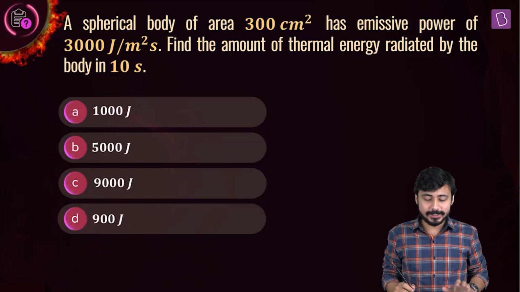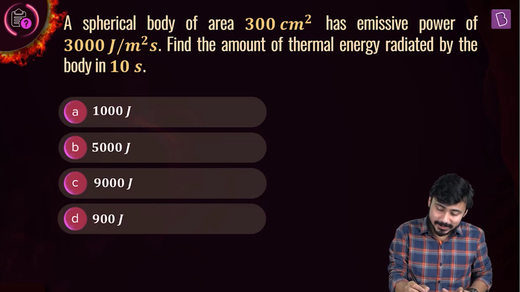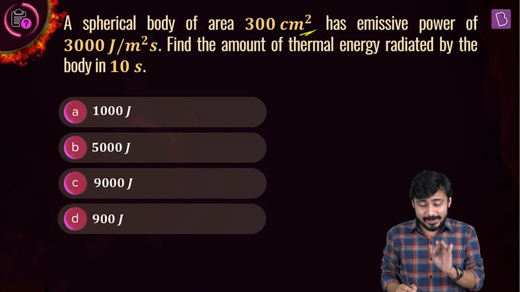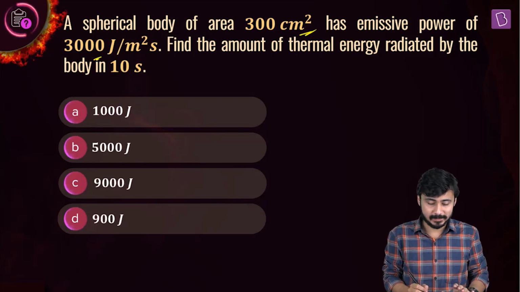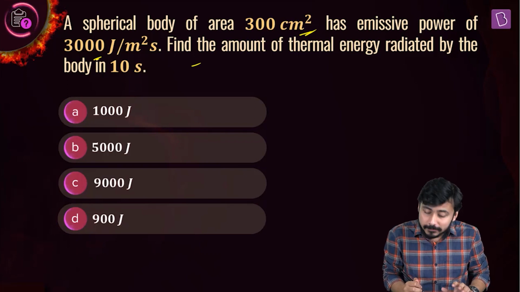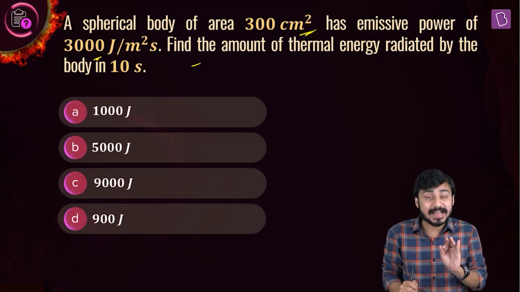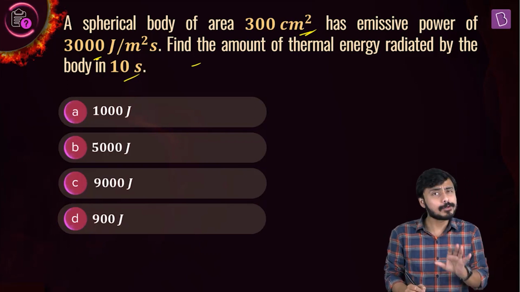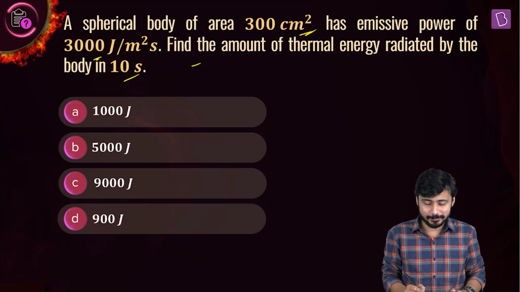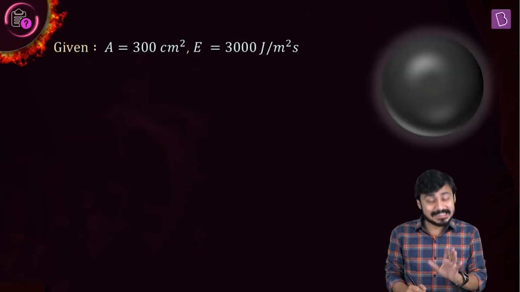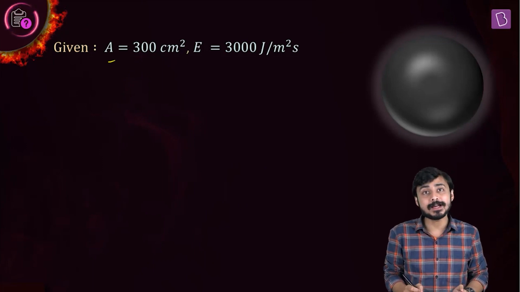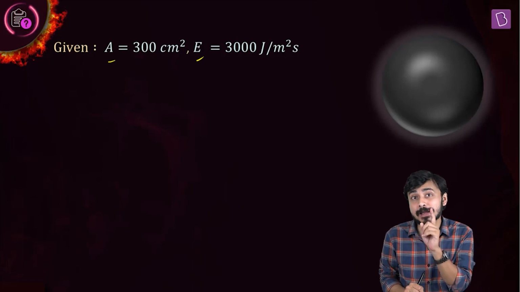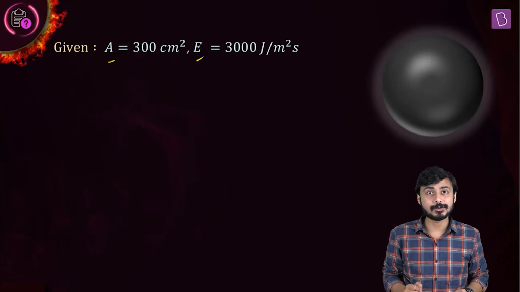A spherical body of area 300 centimeter square has emissive power of 3000 joule per meter square second. Find the amount of thermal energy radiated by the body in 10 seconds. And the four options are given to you as usual. Okay, so this is the given data. Area of the surface is 300 centimeter square. The emissive power of the body is 3000 joule per meter square per second. And this is the body given to you, right?